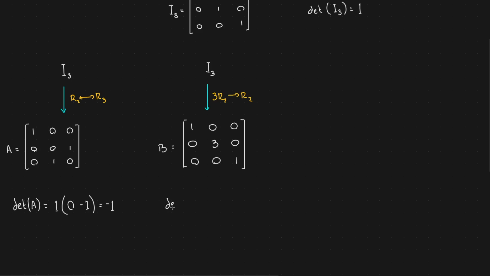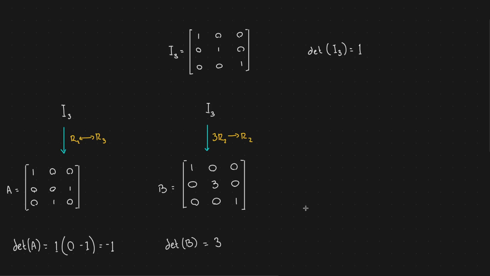The determinant of matrix B is really easy to find because it is a triangular matrix, right? And so all I have to do is multiply the entries along the main diagonal. So 1 times 3 times 1 is 3. Okay? So multiplying one of the rows by a non-zero constant just multiplied the determinant by that much. I multiplied one of my rows by 3. My new determinant is 3 times as much as the original determinant.